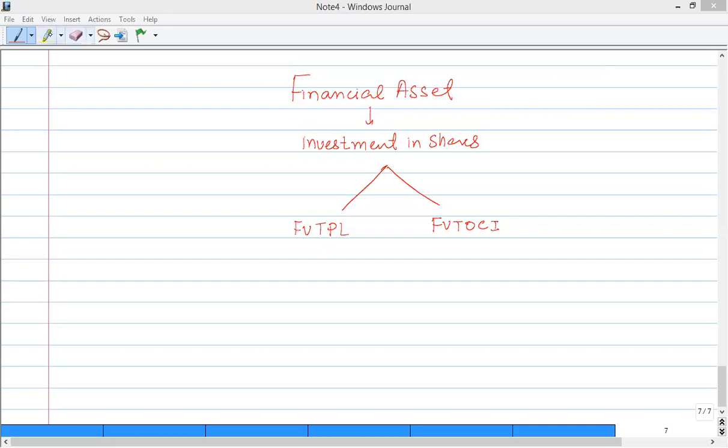Today we are going to discuss a concept covered under IFRS 9 Financial Instruments, and we'll be discussing how to treat financial assets. What financial asset are we discussing today? That is investment in shares. If you are investing in the ordinary shares of any company, then as per the business model, it can be classified as FVTPL, that is fair value through profit and loss, or fair value through OCI.